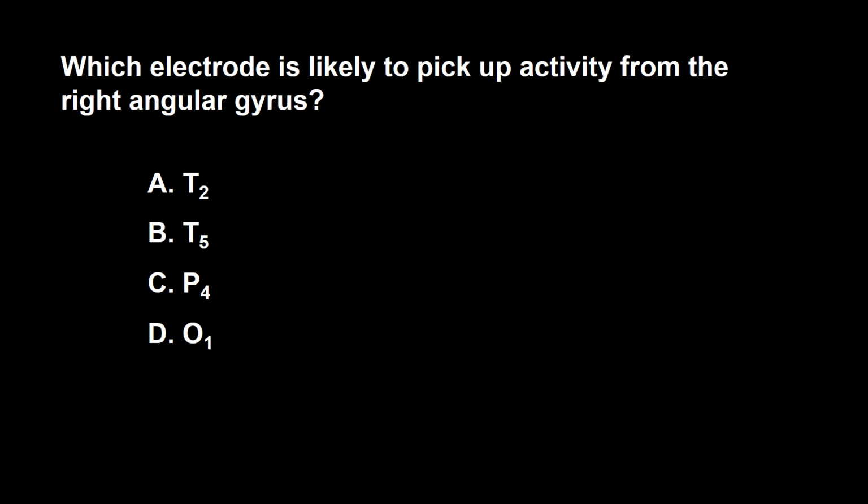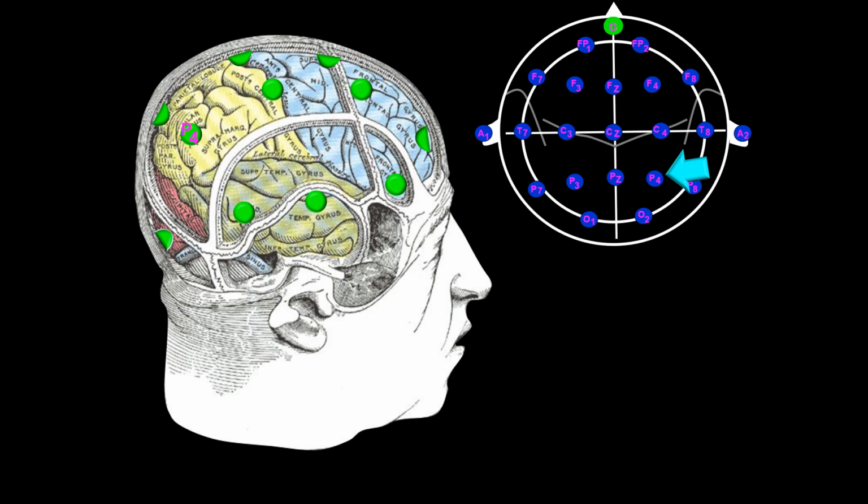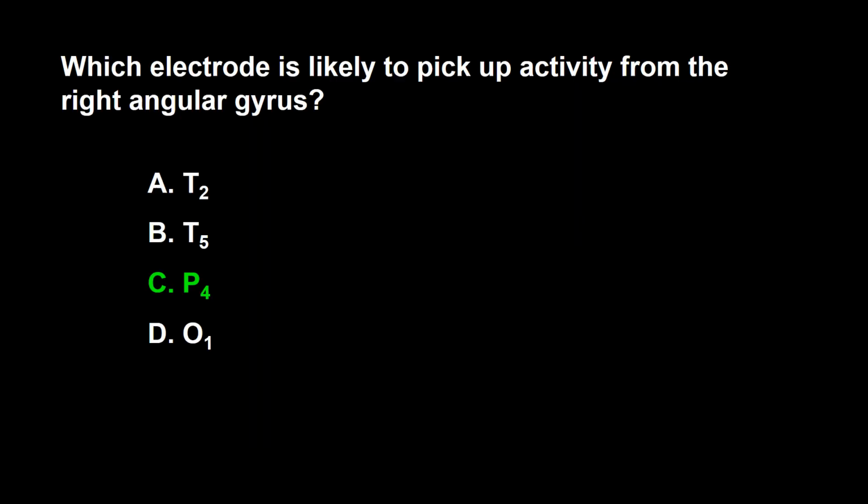Which electrode is likely to pick up activity from the right angular gyrus? A. T2, B. T5, C. T4, D. O1. The angular gyrus is posterior to the supramarginal gyrus in the parietal lobe. The electrode that best captures electrical activity from this area is P4, here represented or indicated by the arrow in the diagram. So the answer is P4.